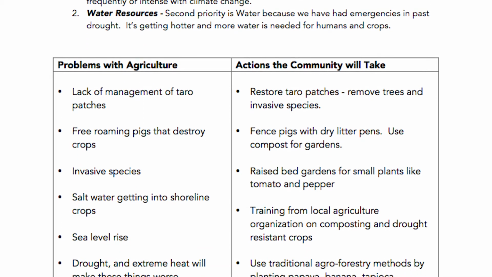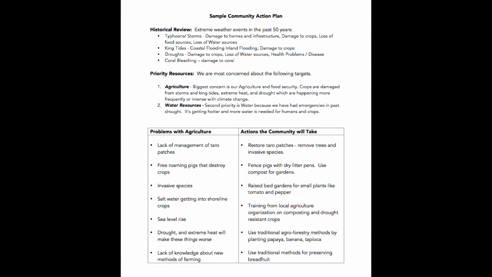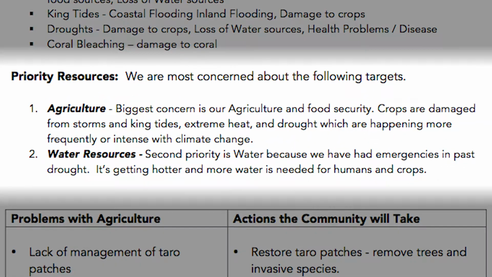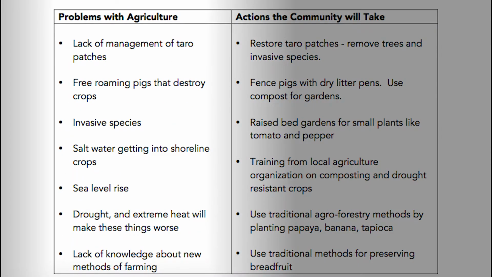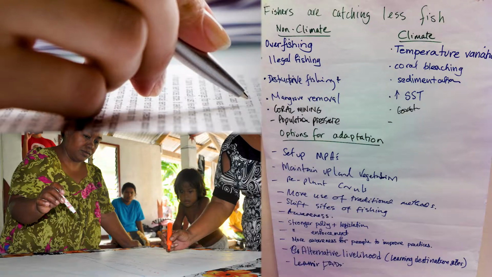Why is it important for a community to have an action plan? First of all, it helps to document community knowledge of their environment, the problems they face, and actions they want to take. Second, in this day and age, if you're seeking assistance from the outside, it's very helpful to have a written document that identifies your community's challenges and what you want to do to address those challenges.